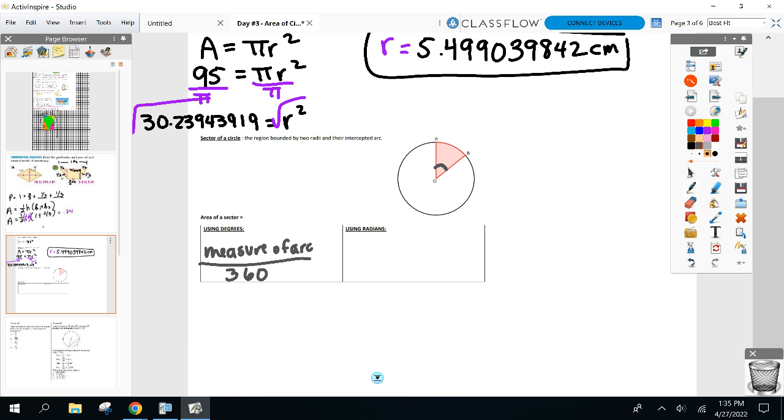Times pi d. But now I'm on the inside of the circle, so I'm not going to do the circumference. I'm going to do pi r squared, the area. So if my central angle is in degrees, I do the measure of the arc over 360 times the area, pi r squared.